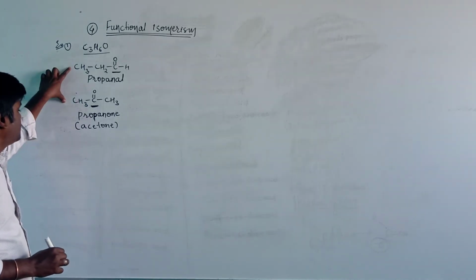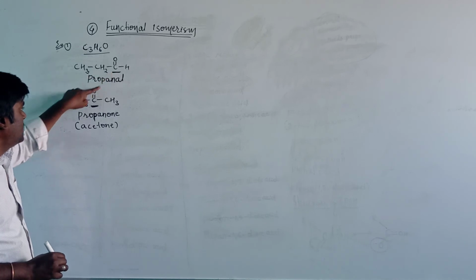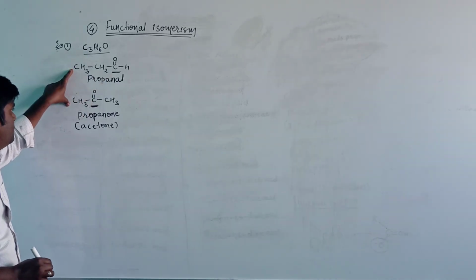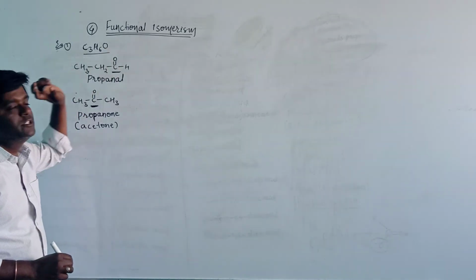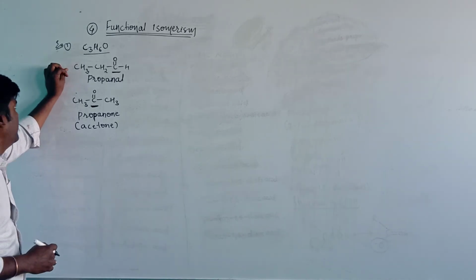These both have the same molecular formula. In this compound, aldehyde is present, and in this compound, ketone is present. Both have the same molecular formula but differ in the functional group, so they are known as functional isomers, and that process is known as functional isomerism.